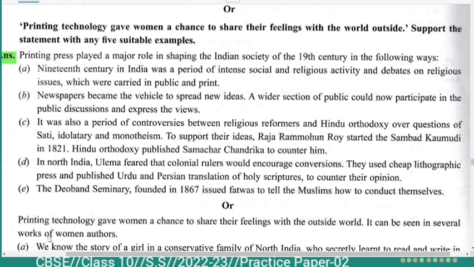In North India, the ulema feared that colonial rulers would encourage conversions. They used the cheap lithographic press and published Urdu and Persian translations of holy scriptures to counter their opinion. The Deoband Seminary, founded in 1867, issued fatwas to tell the Muslims how to conduct themselves.